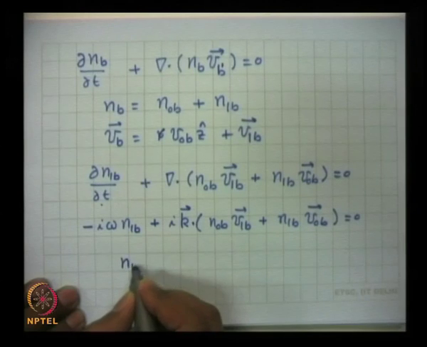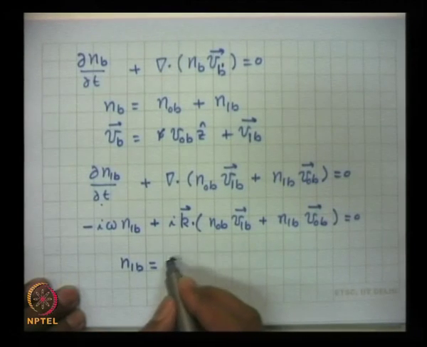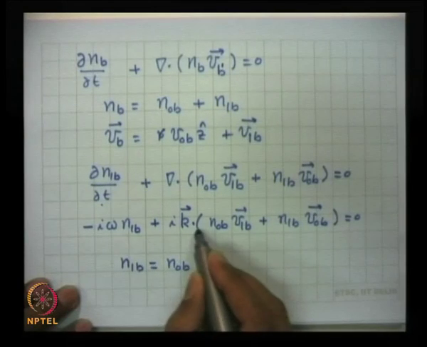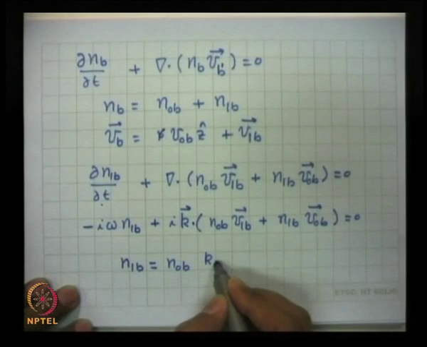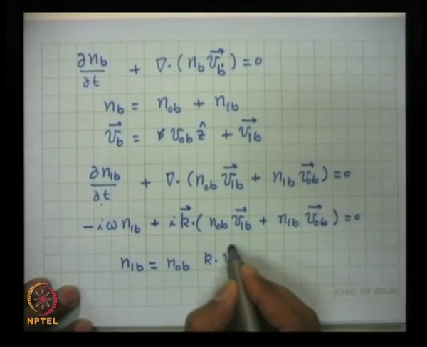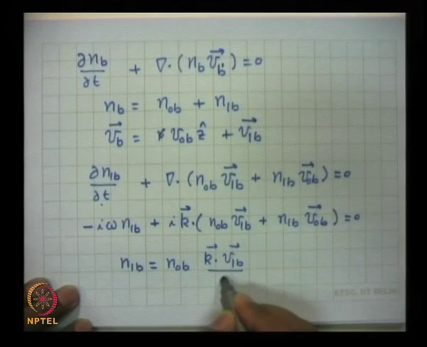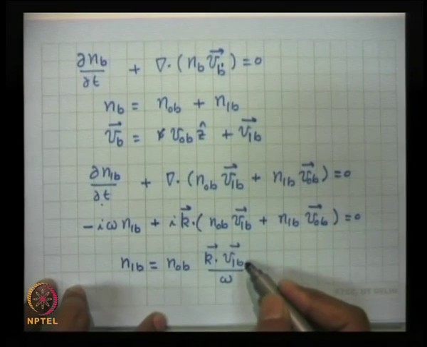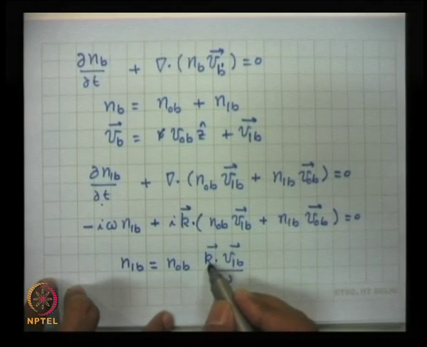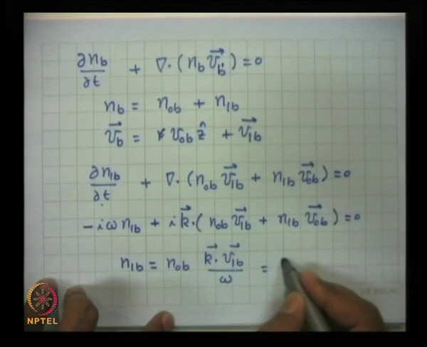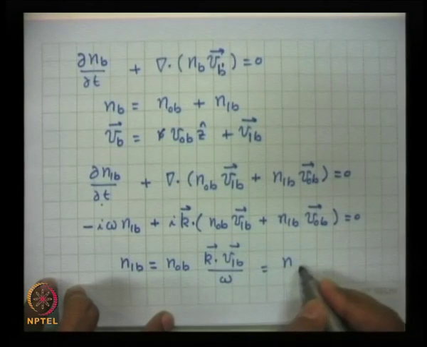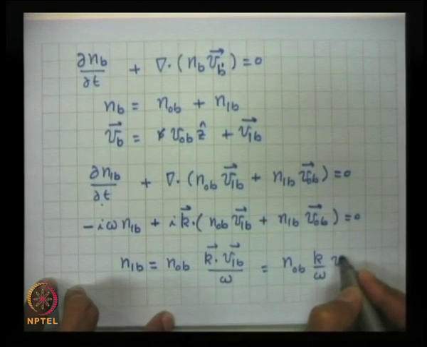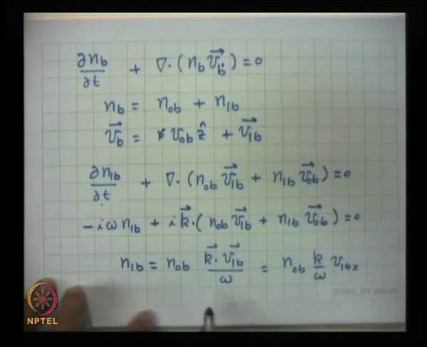They give you density perturbation equal to n0b k dot v1b upon omega. And v1b has x component and z component, but because k is in the x direction, only the x component of v1b will survive here: n1b equals n0b k upon omega into v1bx.